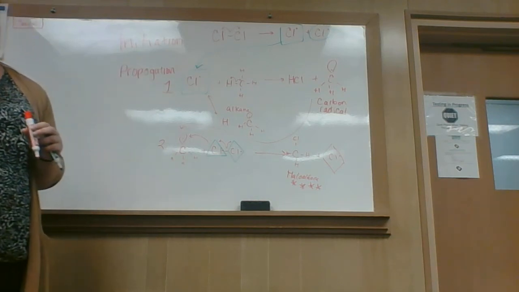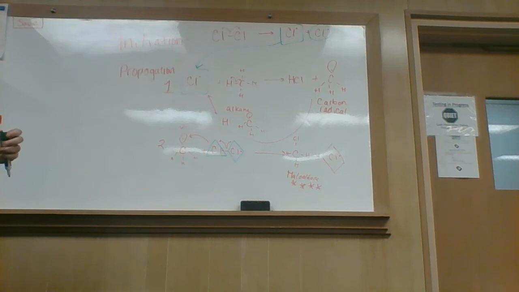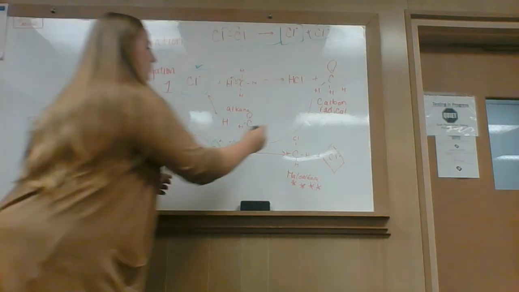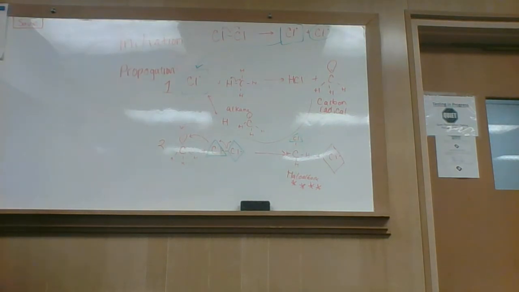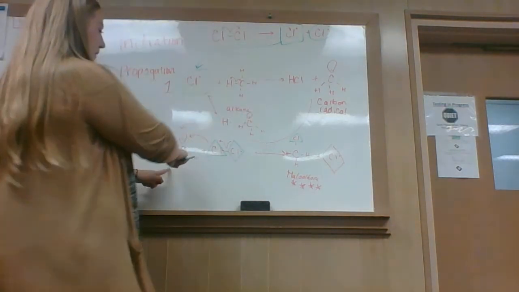So the chlorine goes with the carbon radical to make the haloalkane. So 2 carbon atoms... never mind, never mind.